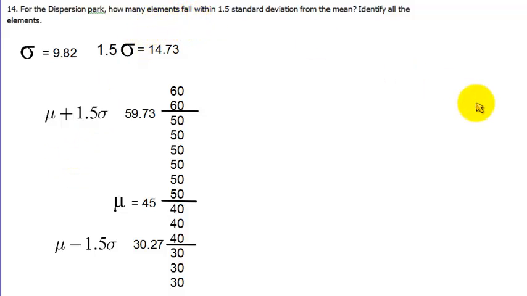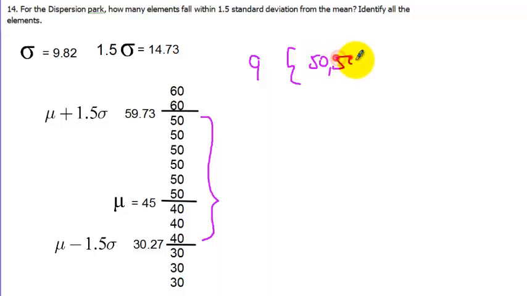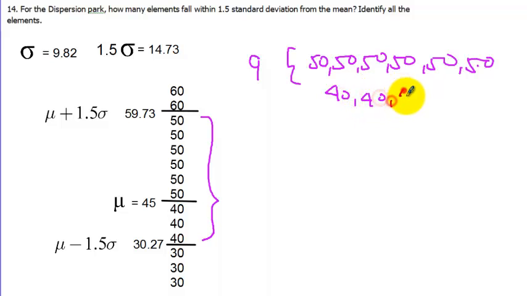So how many elements fall within this interval? So this is our 1.5 standard deviation. And we have 1, 2, 3, 4, 5, 6, 7, 8, 9 elements. And those elements are 1, 2, 3, 4, 5, 6, 50. We have 2 40s. No, we have 3 40s. So this will be the elements.